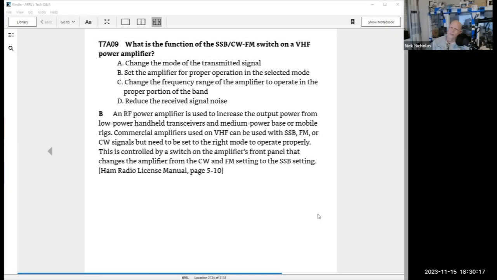Here's the first question, T7A09. What is the function of the single sideband/CW/FM switch on a VHF power amplifier? All right. If you buy a VHF amplifier or a UHF amplifier, very likely it will have such a switch.